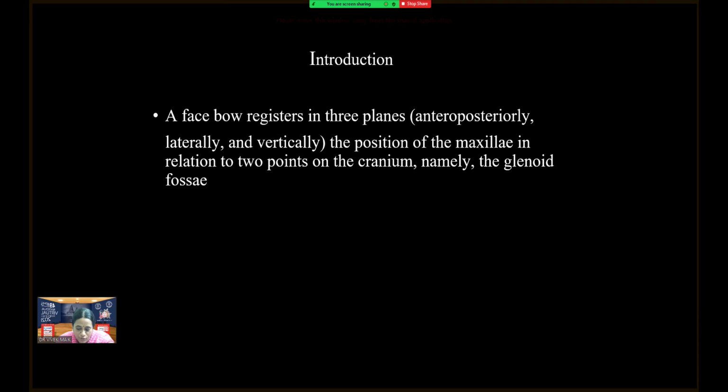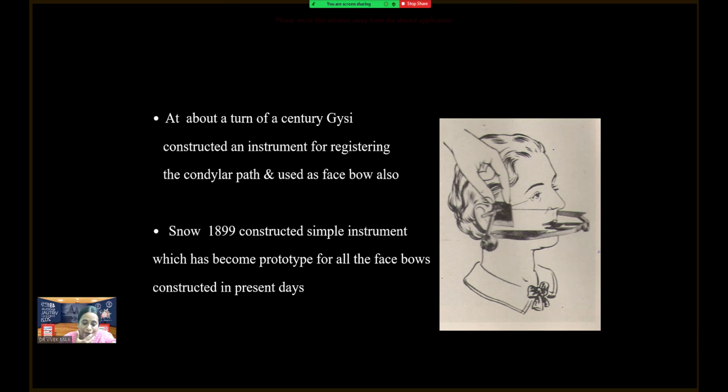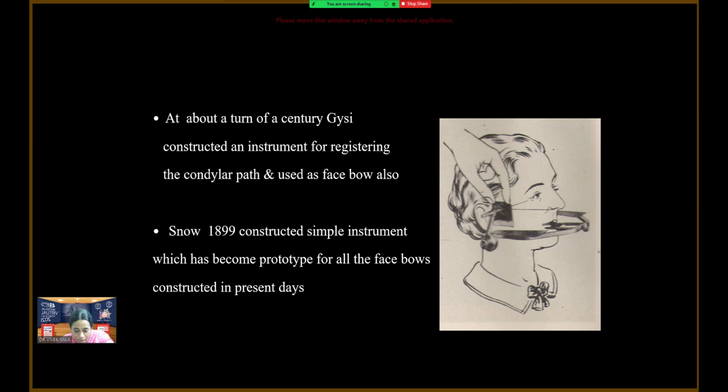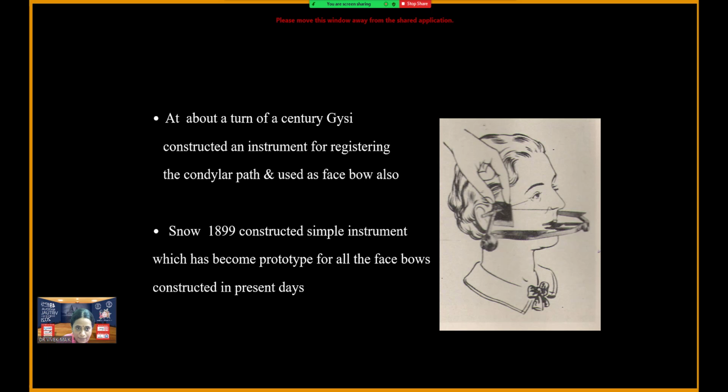Though several articulators came in the beginning, like Bonwill, Baldwin, Hayes, and Tindometer, Gysi constructed an instrument for registering the condylar path and used a face bow also. Snow constructed a simple instrument which became the prototype for all the face bows constructed in the present day.